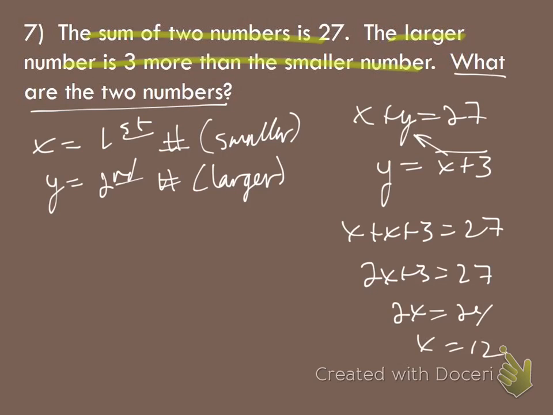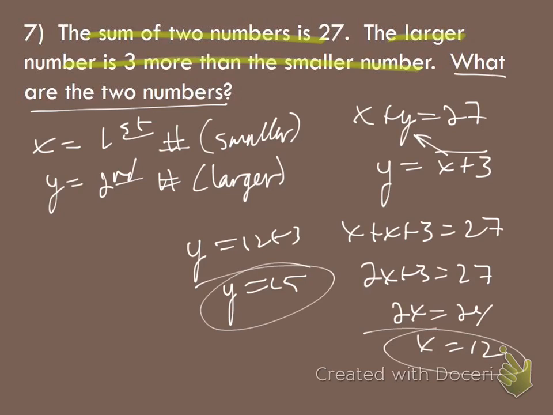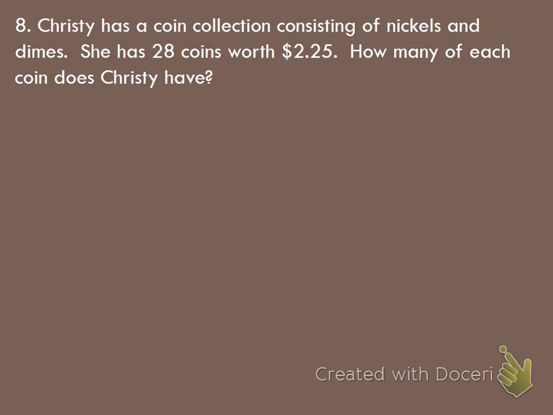So X ends up being 12, so that means the smaller number is 12. And then we need to go 3 more than that to get the larger, which is 15. Okay? All right. Next one, coin problem. We've actually seen one of these before, so stop the video, try to set it up, and I'll walk you through it.